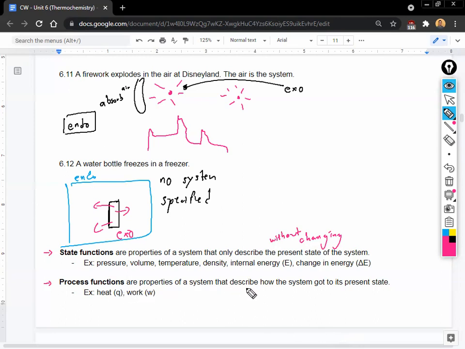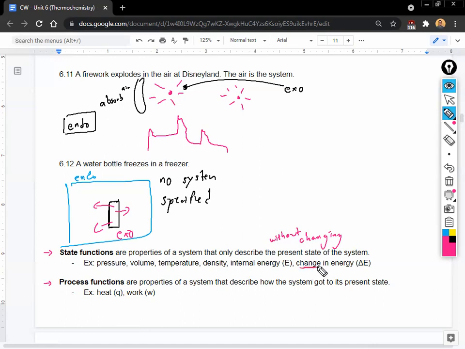Okay, but there are process functions that tell you how the system got to its present state. So things like heat, work, things that change the system in and of themselves. You can only measure these by changing the system. That's what a process function is. There's not a lot of questions on the AP test about this, so I'm not going to go too in depth, but just know that state functions, you can measure them without changing the system directly.